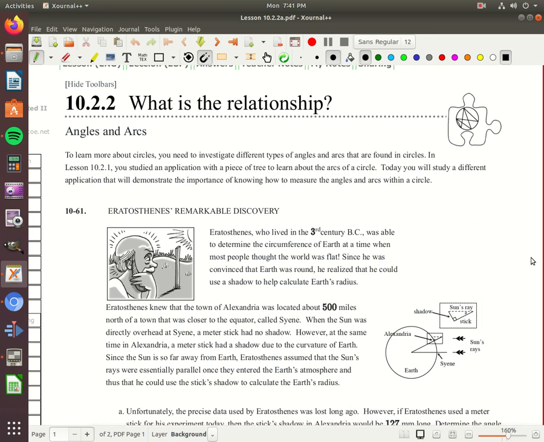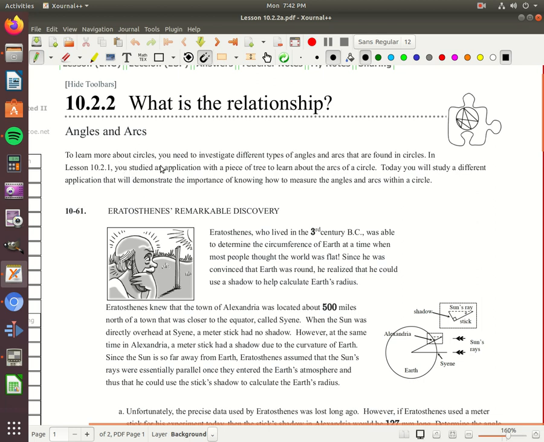To lesson 10.2.2. It starts off with kind of a weird problem. It's pretty cool though. Kind of a shout out to how smart this guy was, Eratosthenes. No idea how to say his name. Anyway, it does end up with some very important things that we're going to need to know in terms of some angle and arc relationships. So make sure that you pick those up.